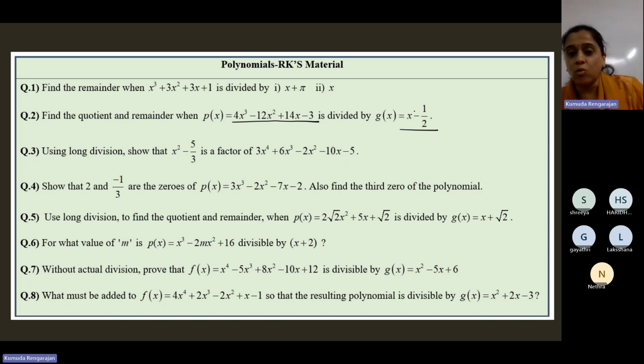If the divisor is a quadratic or a cubic polynomial, you cannot use the remainder theorem. The remainder theorem can be used only if the divisor is a linear polynomial. Only when you're dividing by x minus half, x only it should be. It should not be x squared, x cubed, x to the power 4. Only x, linear polynomial. The divisor should be linear. This one can be anything. P of x can be of any degree greater than 1.